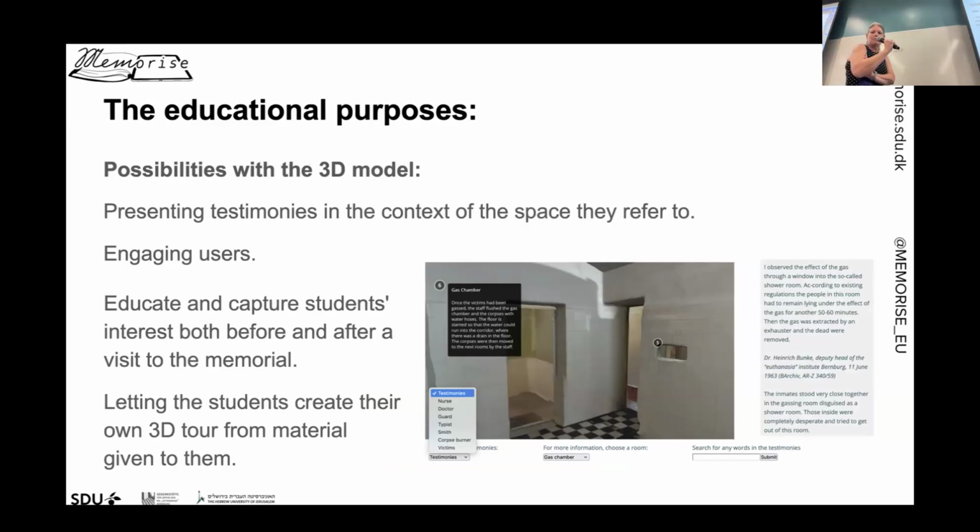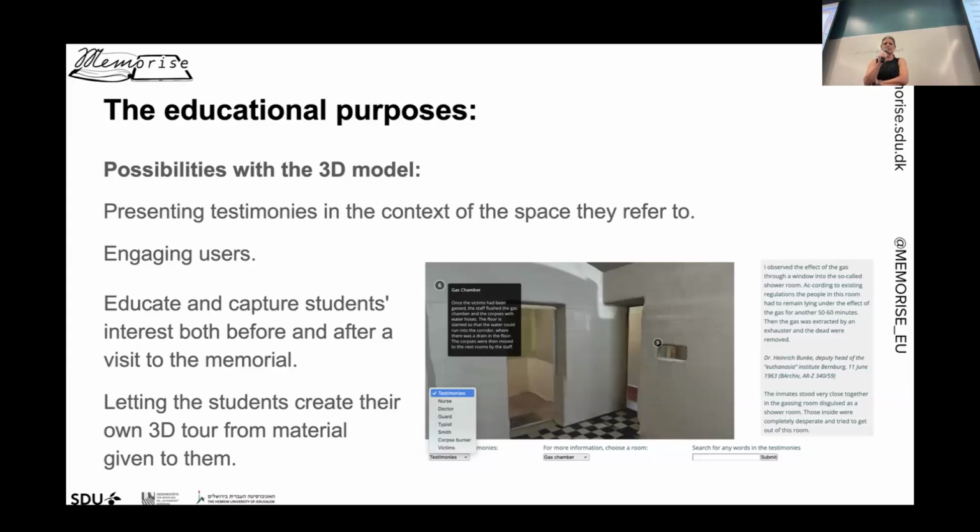And I want to talk a little bit about the educational purposes, because when we did this model, it was for giving the Bernburg premises and the memorial some extra tools to work with. And of course, we were talking a lot to them about how they can use this. It was kind of an in-the-future thing, not within the assignment at first, but within the project, we want to find out how we can use this for educational purposes.